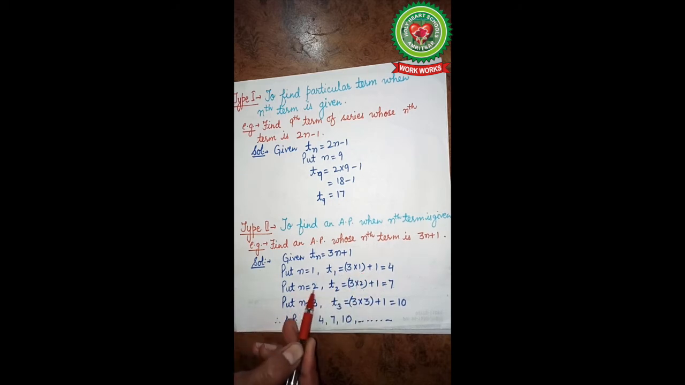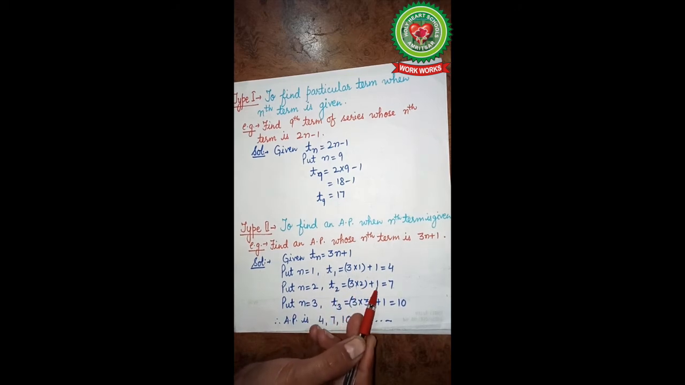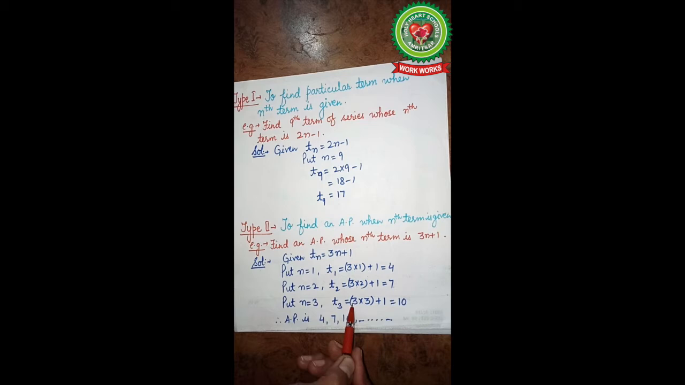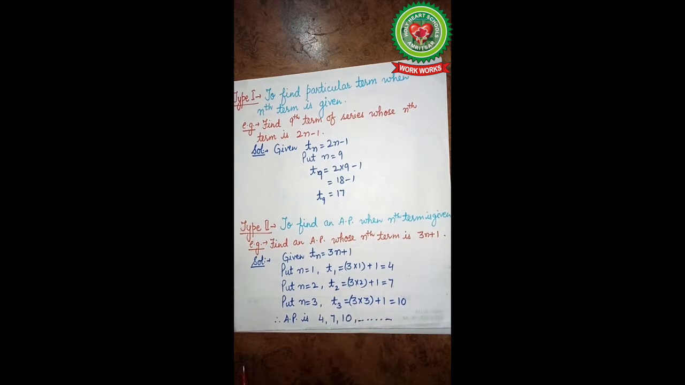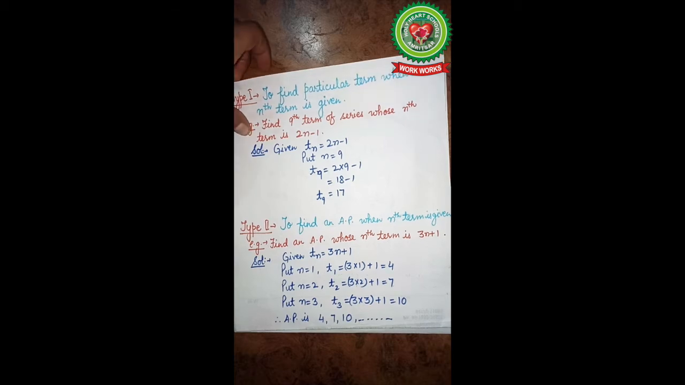For second term, put n is equal to 2, we get second term is equal to 3 × 2 = 6 plus 1 is equal to 7. For n is equal to 3, we get t3 is equal to 3 × 3, that is 9, plus 1 is equal to 10. Therefore AP is 4, 7, 10 and so on. Now let's take one more example.